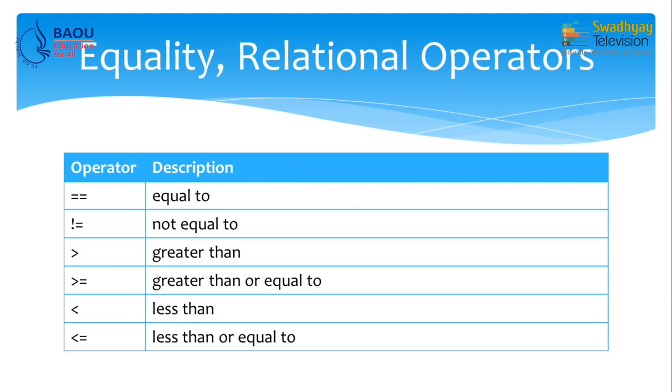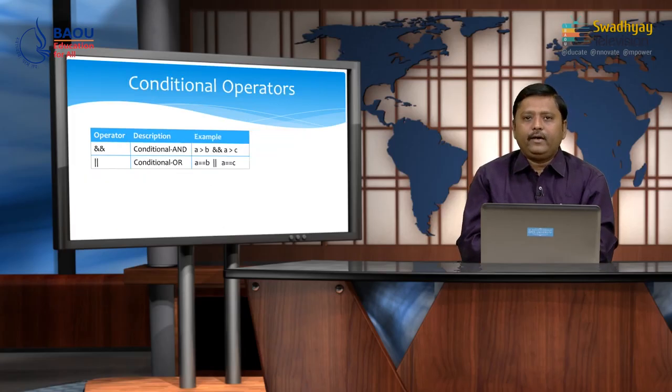Similarly, greater than returns true if the left hand operand is greater than the right hand operand, and greater than or equal to returns true if the left hand operand is greater than or equal to the right hand operand. Similarly, less than returns true if the left hand operand is less than the right hand operand, and otherwise it returns false. And likewise, we have the less than or equal to operator, which returns true if the left hand operand is less than or equal to the right hand operand, otherwise false. So, these are the examples of equality and relational operators.